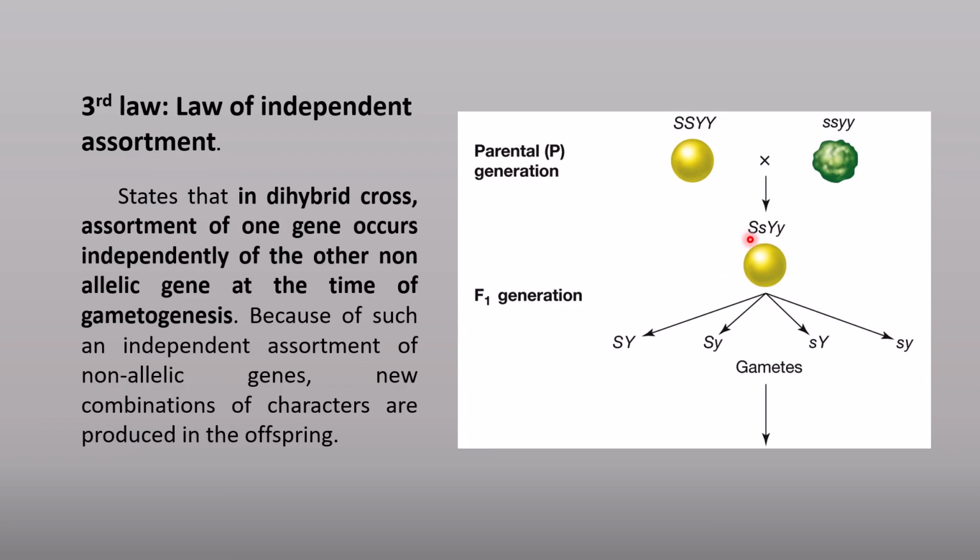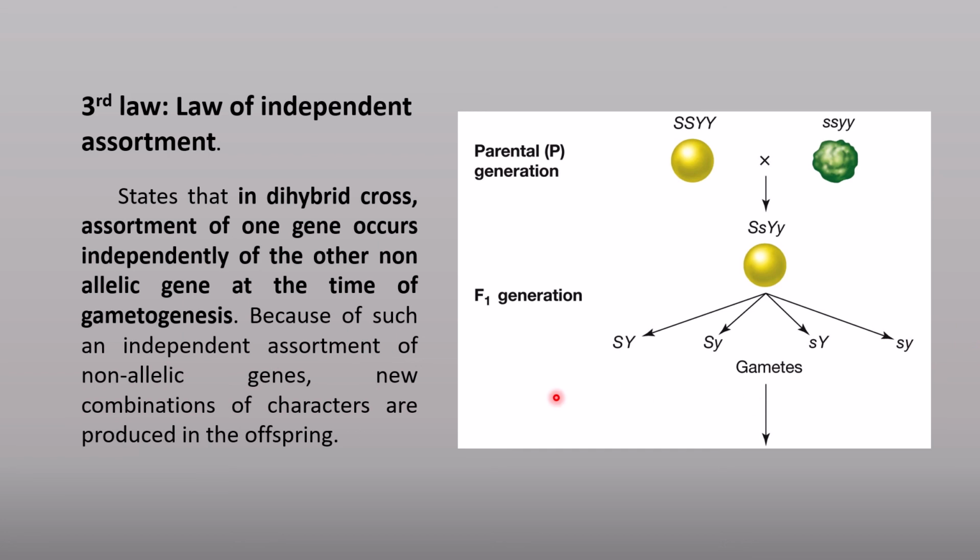It's not like the dominant allele for one character goes with the dominant allele of the other character. It's just chance. There is a 50% chance that this can go with capital Y and this can go with small y. That is how we have two chances here. And it is the same with the recessive allele here. This can go with the dominant as well as with the recessive. That is how we get 4 different combinations of gametes.